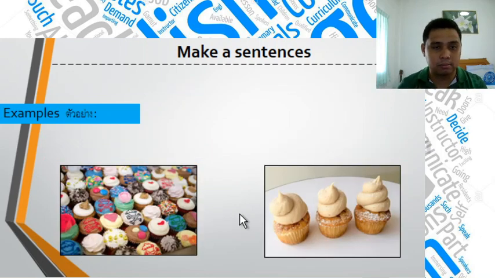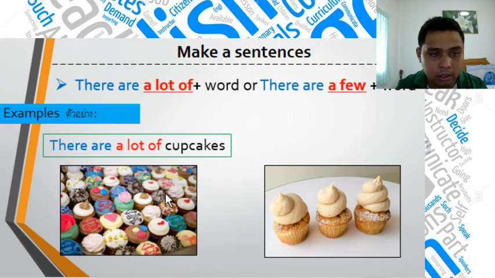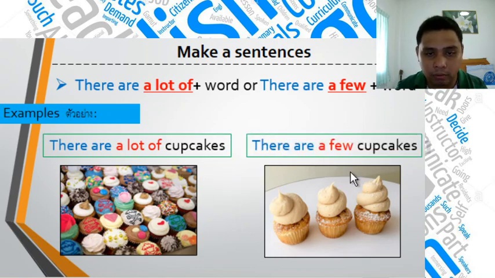Okay, next, there are a lot of cupcakes. Here, there are a few cupcakes. Again, there are a lot of cupcakes. And this one here, we have there are a few cupcakes.